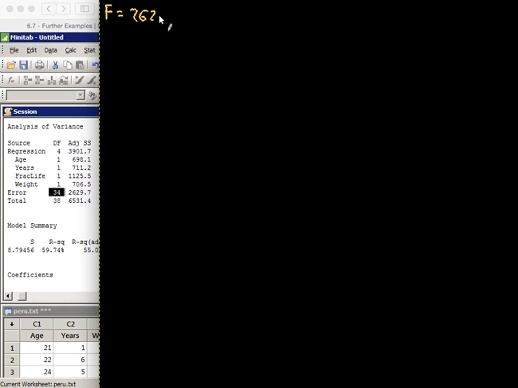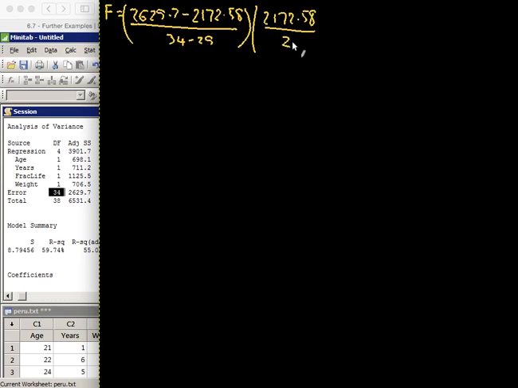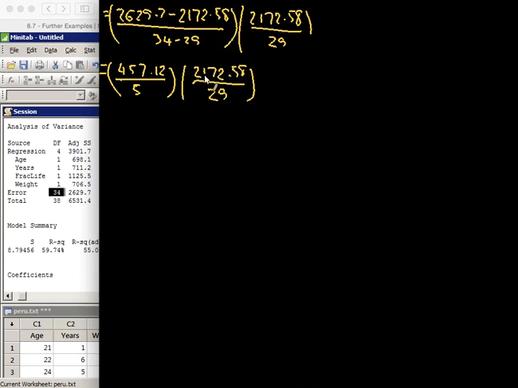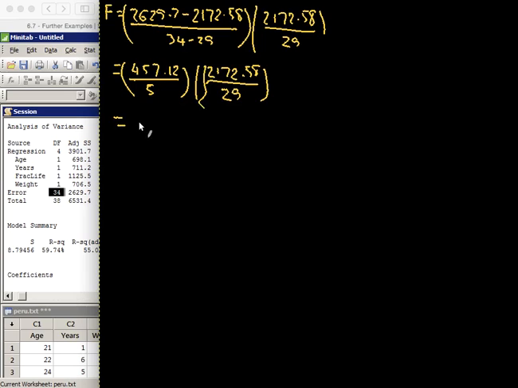and calculate the F statistic formula as follows. First, we write down the sum of squared errors for the reduced model. Then we subtract the sum of squared errors for the complete model. We divide that by the difference in the degrees of freedom. Then that's the numerator of the test statistic. The denominator is the mean squared error for the complete model. If we calculate that out, we have 457.12 divided by 5 in the numerator and 2172.58 divided by 29 in the denominator. And if we calculate that out, it comes to 1.220.